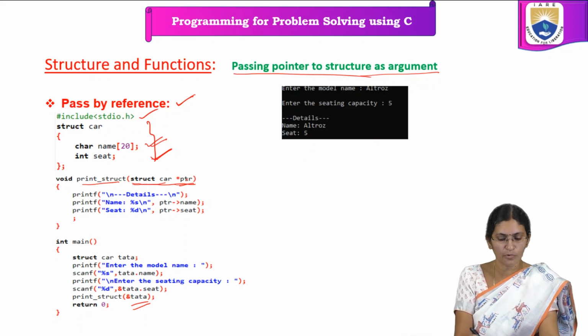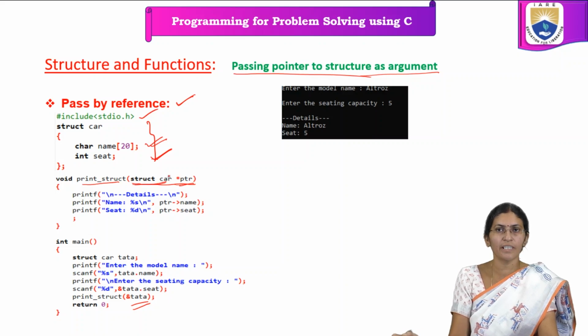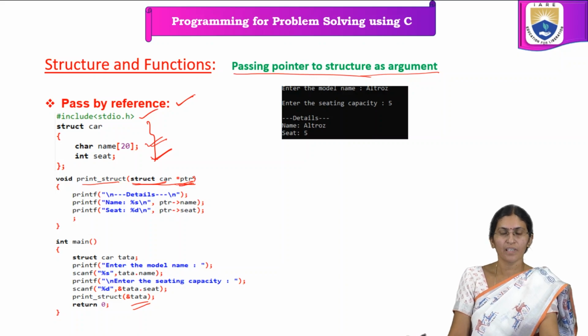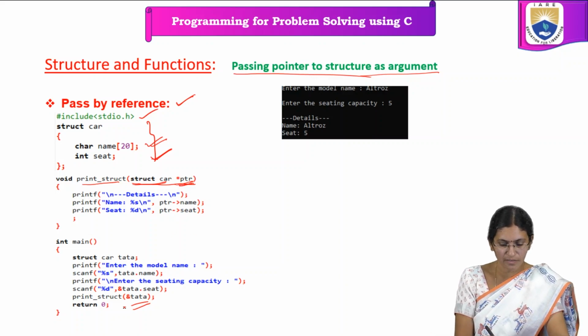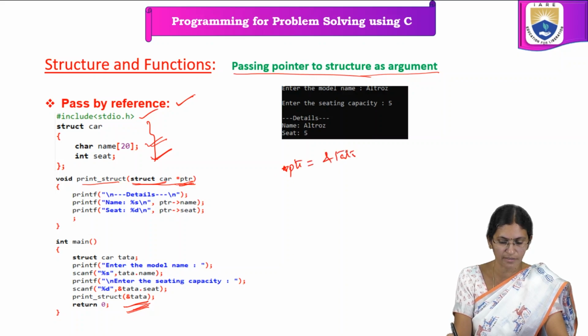So this ptr is a pointer variable which points to the data type struct car. That means it will store the address, whatever address we are mentioning in the actual parameters. So that is received by this. This statement implies that *ptr is equal to &data. So this is what this statement means.